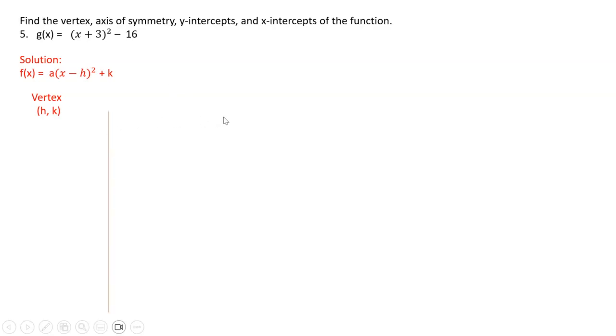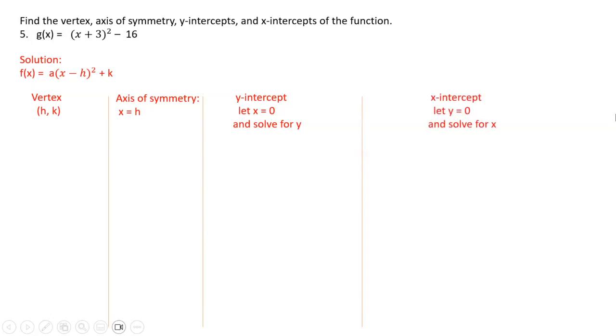Okay, that's my vertex (h, k). The axis of symmetry is x equals h. For the y-intercept, you let x equal 0 and solve for y. And for the x-intercepts, you let y equal 0 and solve for x.